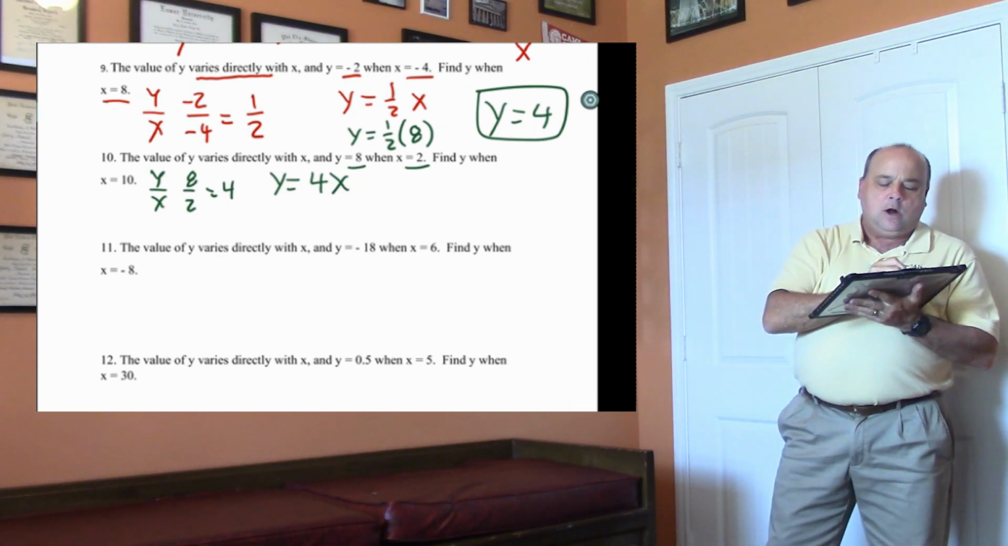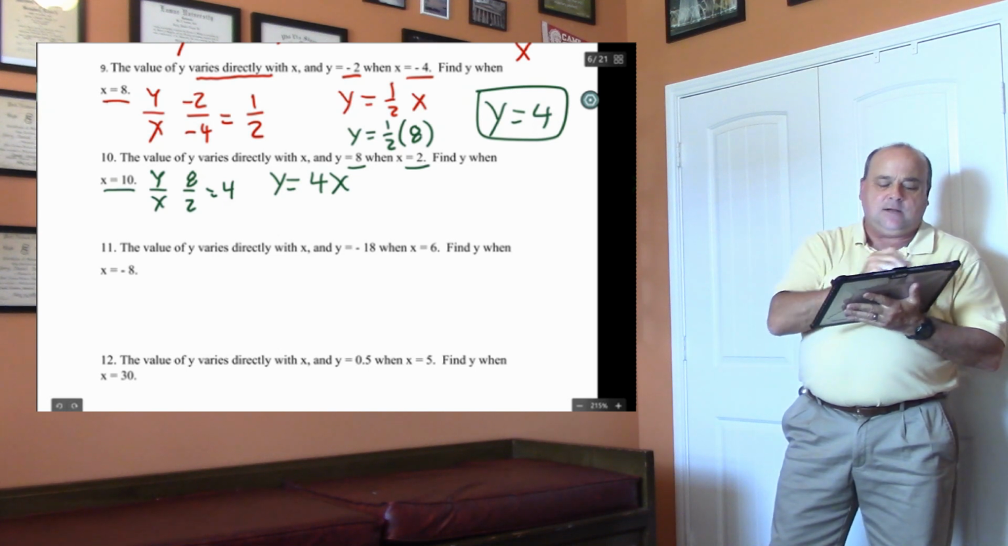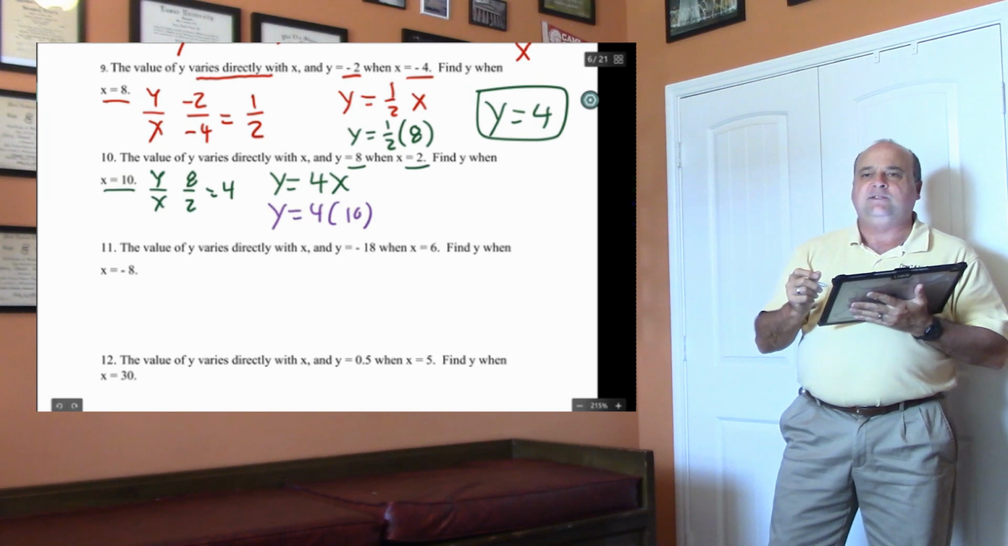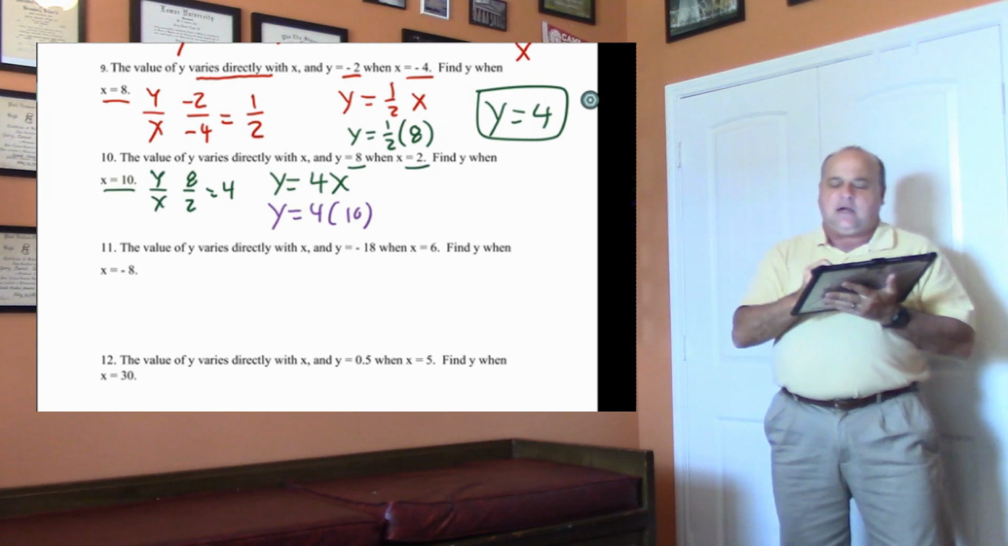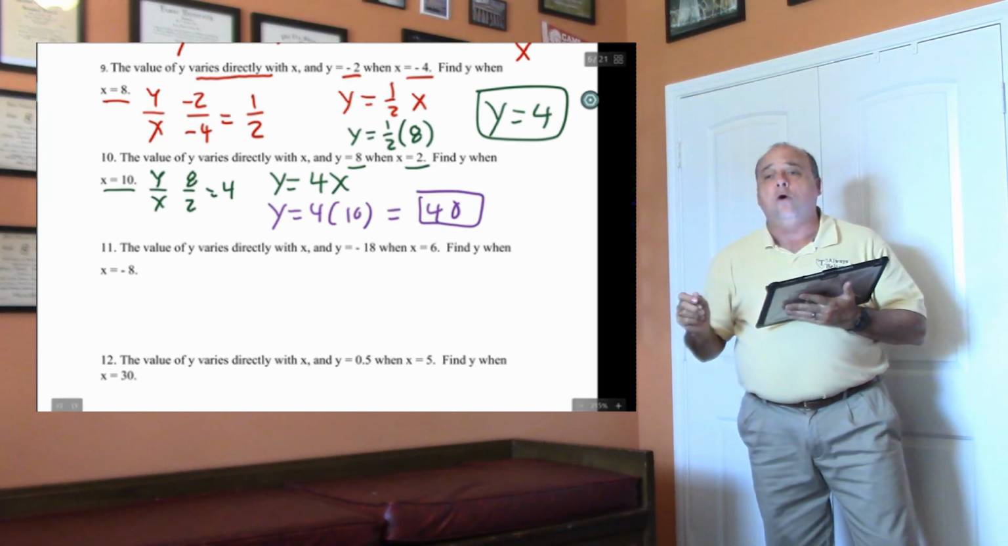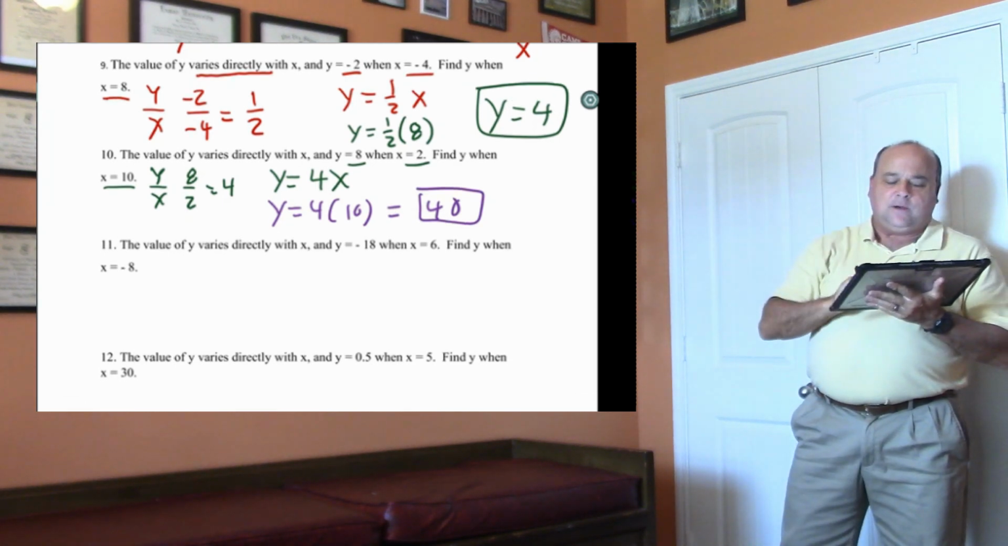I'm either going to be given the y or the x, and I'm going to solve for the other letter. On this one right here, I'm given x is 10, so I'm going to put y equals 4 parentheses 10, replace the x with 10, punch that in the calculator, and you would get 40, wouldn't you? Let's go to number 11.